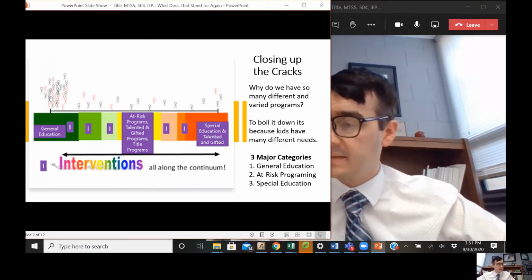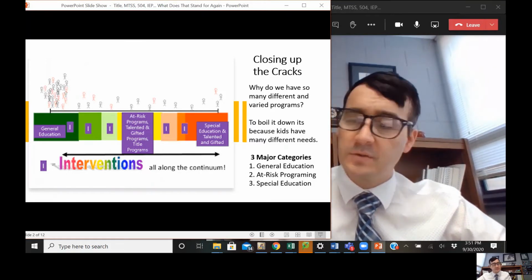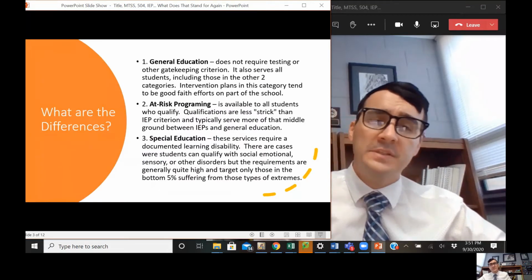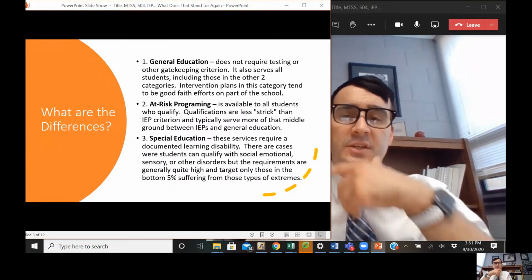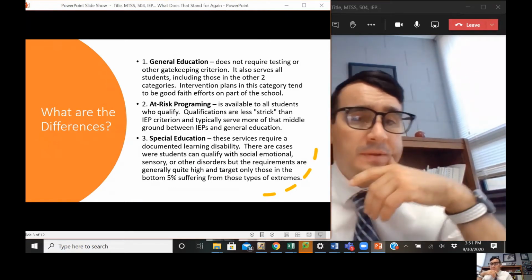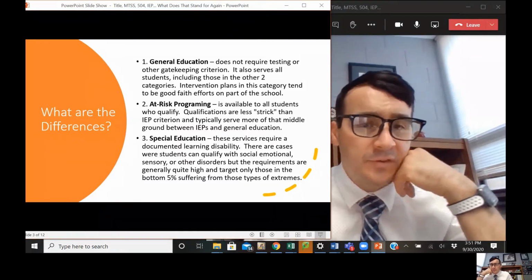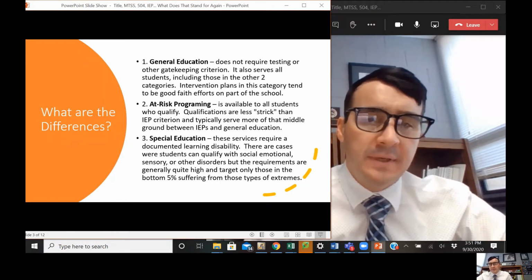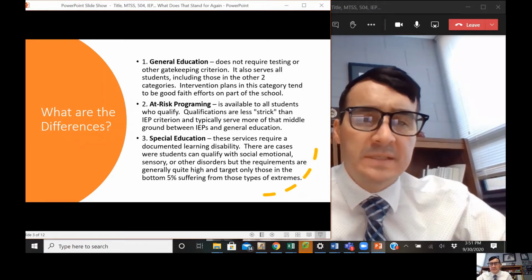But as I said, these are all designed for making sure that all students get an adequate education. So the purposes here, I got 3 categories. General education. What's different from general education from these other ones is that there's no legally binding document involved. Generally, any plans are just a good faith effort upon the school to meet a student's needs.